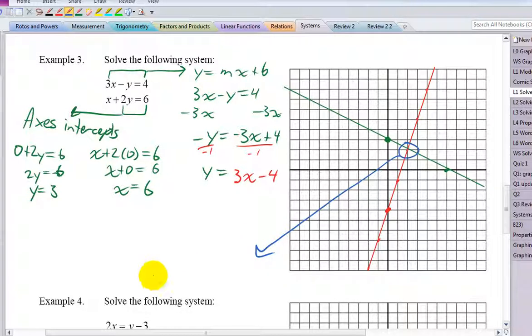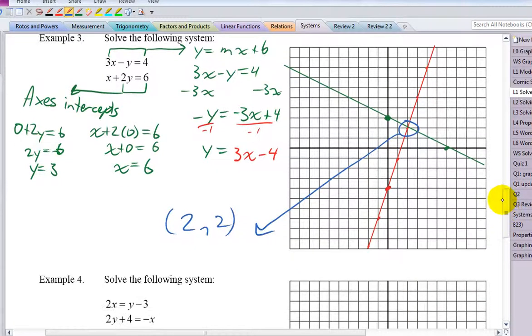Okay. So here the solution, x value is 2, y value is 2. And so that's the solution. Okay, those equations have the same x and y value at 2, 2. Make sure you use brackets as well. Any questions?